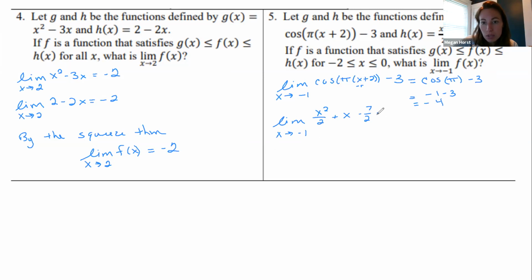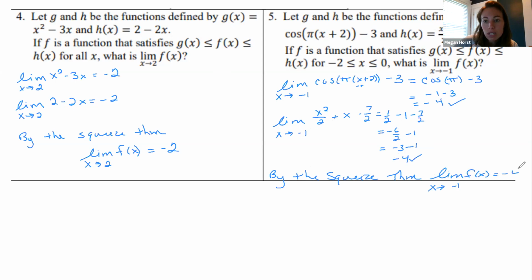Over here, when I substitute in a negative 1, I get a positive 1/2. Subtract 1, subtract 7 halves. So I'm going to combine these fractions first. That gives me a negative 6 halves. Subtract 1, which is a negative 3, subtract 1, so I get a negative 4. So I'm good to go. So by the squeeze theorem, we know the limit as x approaches negative 1 of some function f of x must equal negative 4.